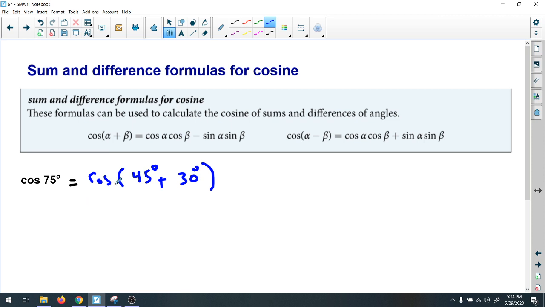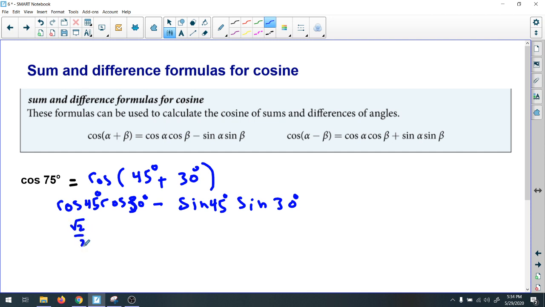Okay, so we apply this formula. So cosine cosine minus sine sine. Let's do that here. Cosine of 45, cosine of 30, minus sine of 45, sine of 30. So cosine of 45, as you know, is square root of 2 over 2, or 1 over square root of 2.